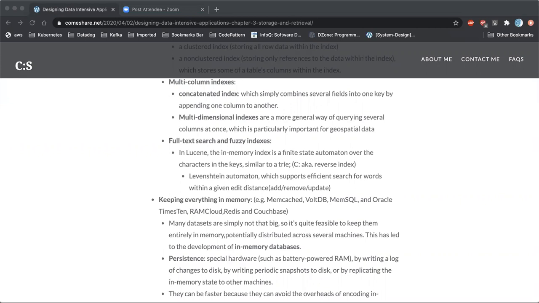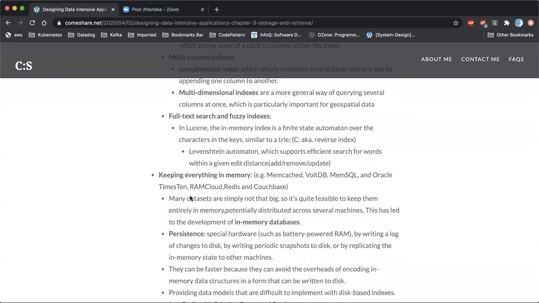Okay, probably this, but I don't have any idea. I'm just guessing. I think he mentioned it, but he did not go into detail. What he says is that Lucene uses an SS table like structure for their term dictionary. Yeah, he did talk about a finite state automaton over the characters in the keys, similar to a trie. So I think we have a good sense of it now.